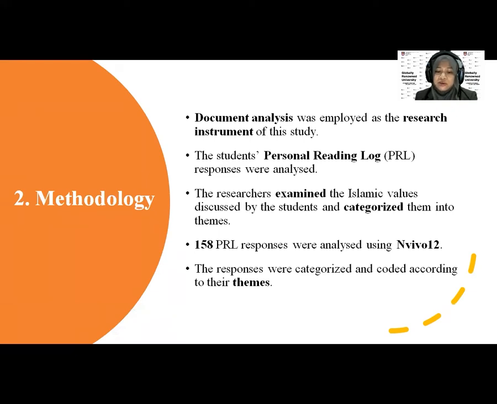158 PRL responses were analyzed using NVivo 12. The responses were categorized and coded according to themes. This was done twice to ensure that there were no main ideas being overlooked.